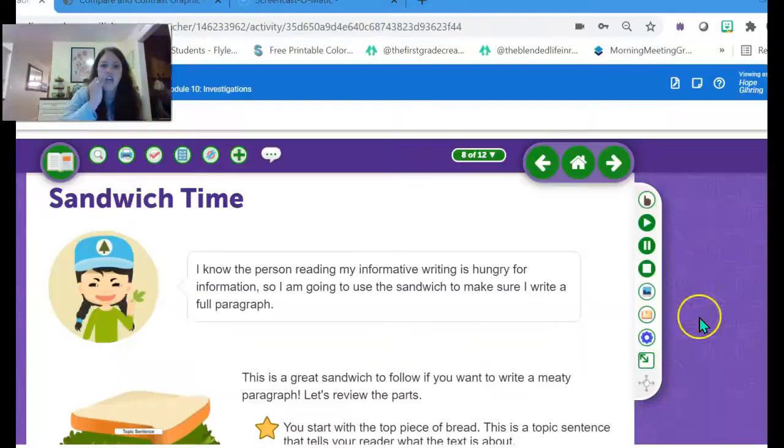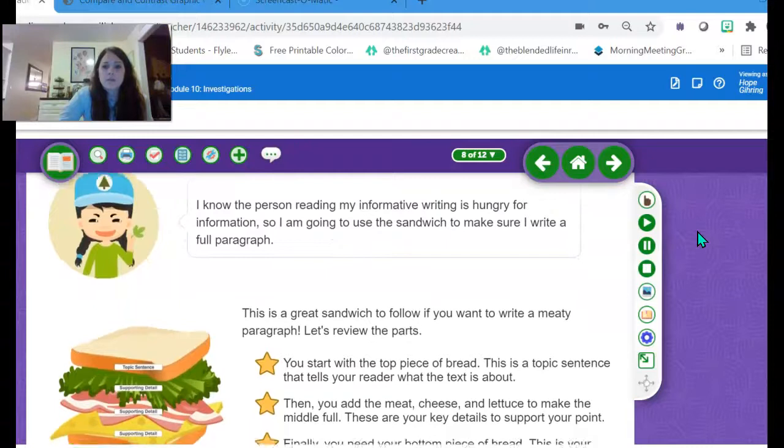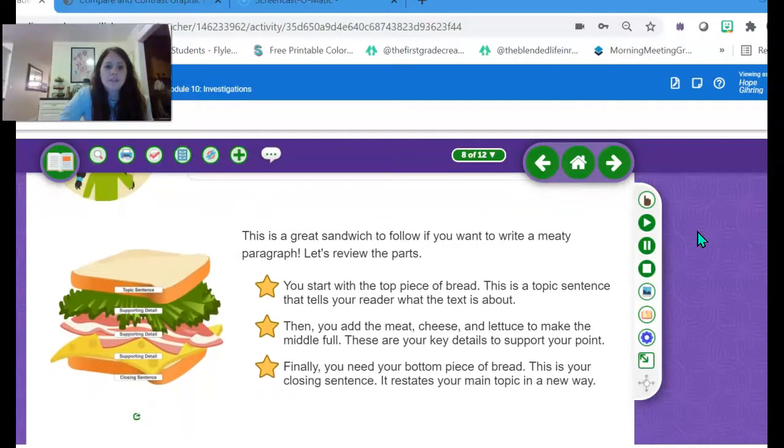Okay, good luck. All right, we are at the end of our lesson here where we do our writing. We are working on our informative writing, and we're using a sandwich to help us format that writing. So we always start with a top piece of bread, and this is our topic sentence, and we've practiced writing those in the previous lessons. It tells what your text is about. Then we need to add the meat and cheese and lettuce to make the middle full. These are our key details to support our point, those facts or information pieces that support your topic.